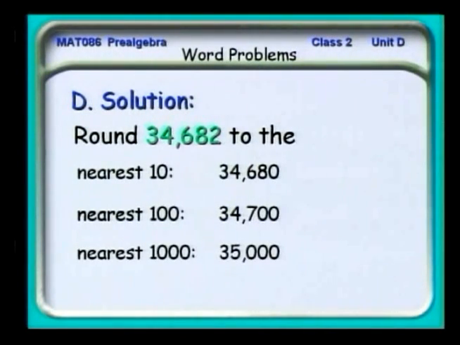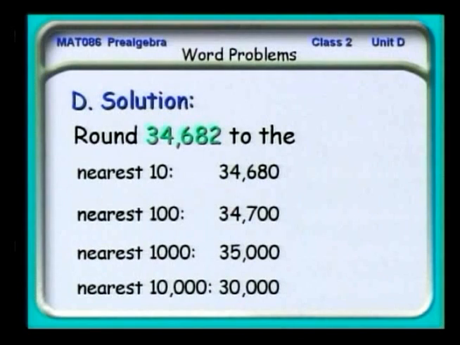Then I would look to the nearest 1,000, put my finger on the 4. I see in the hundreds place I have a 6, so I round up. And finally, I put my finger on the 3, round to the nearest 10,000. I see the 1,000 place is a 4, so I would round that down to 30,000.